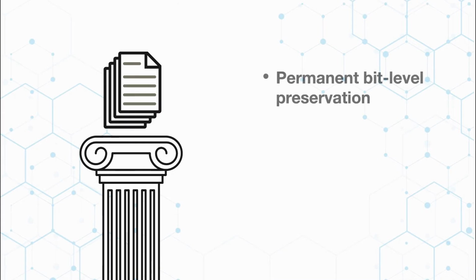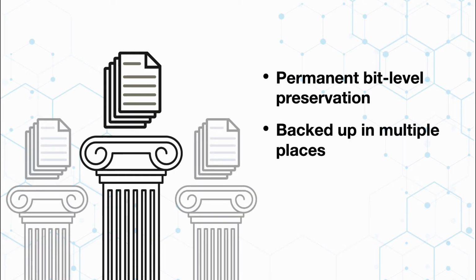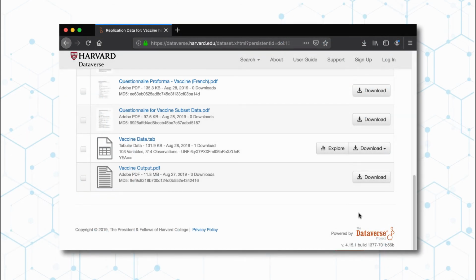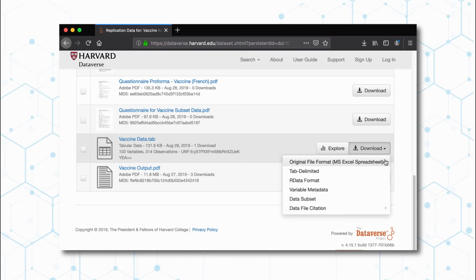Harvard Dataverse prioritizes archival best practices and guarantees permanent bit-level preservation of all data deposited. All data are backed up in multiple places. Your data are described with standards-based metadata so they can be located, interpreted, and understood in their original context far into the future. Tabular files deposited into Harvard Dataverse are automatically converted to preservation-friendly tab files while still retaining the original upload.